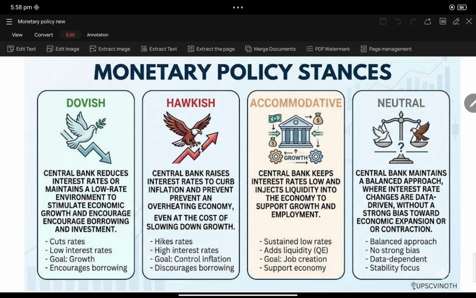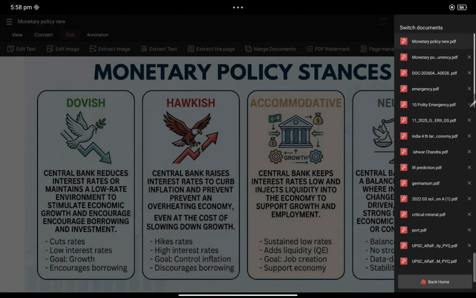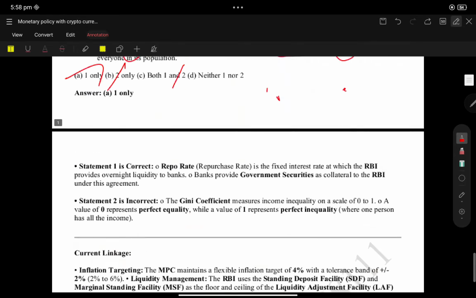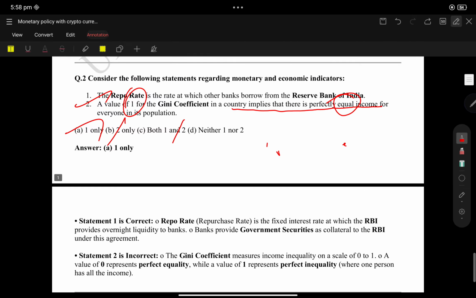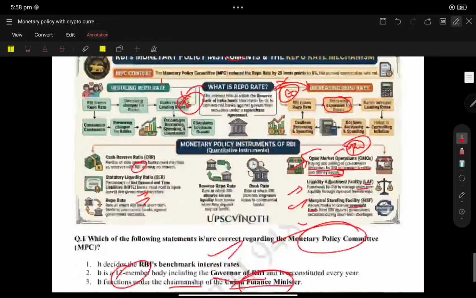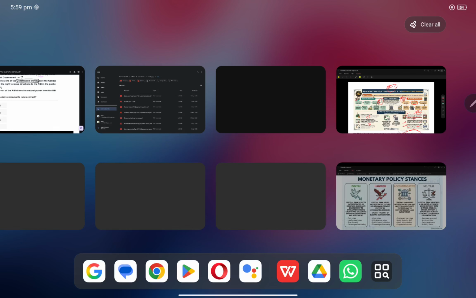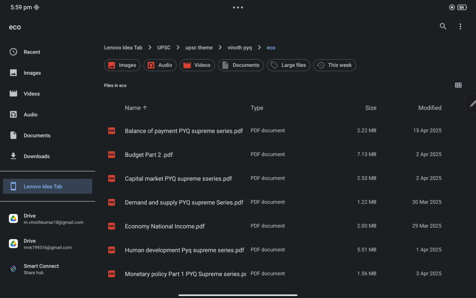We just saw monetary policy instruments like marginal standing facility, repo rate, reverse repo rate. There are also quantitative and qualitative measures to control the economy. So first of all, we can have some PYQ discussion so that you will get clarity regarding monetary policy. See how they are asking the question.